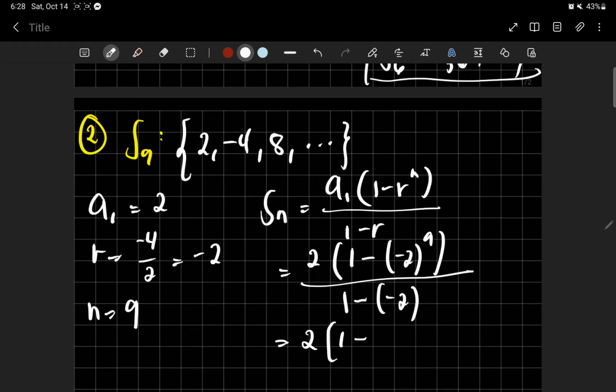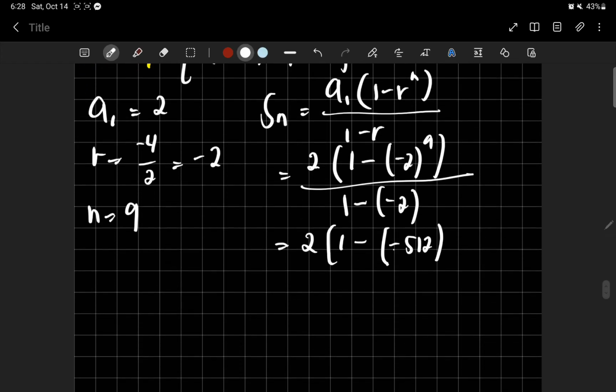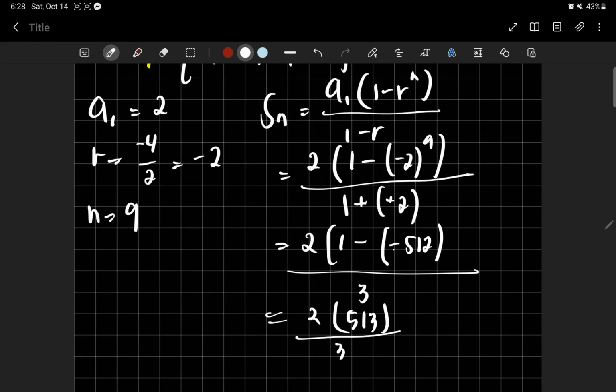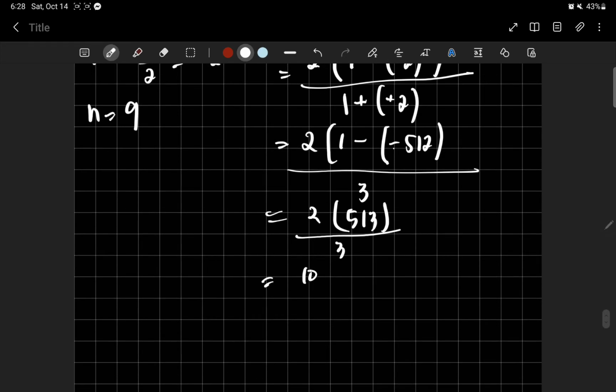So you have here 2 times 1 minus negative 512 over 1 minus negative 2, that is 3. Diba? Change the sign of the subtrahend and proceed to addition. 1 plus 2, that is 3. Next, 1 minus negative 512, that is 513. And 2 times 513 is 1,026. And 1,026 divided by 3, that is 342.